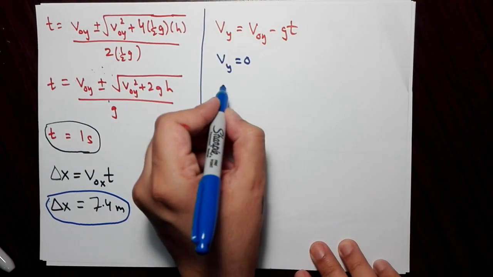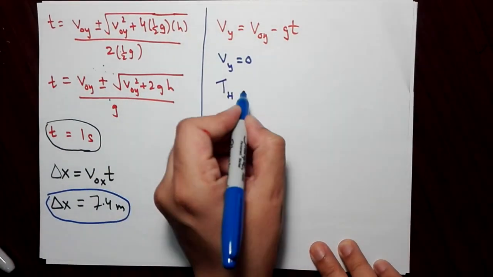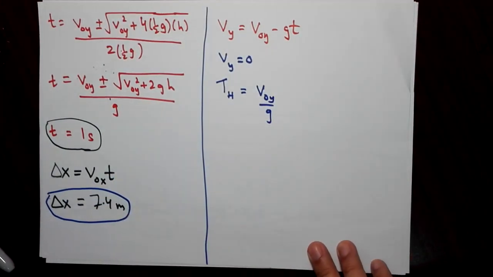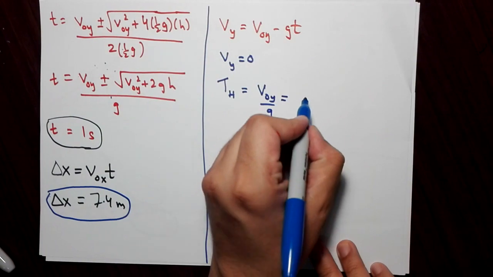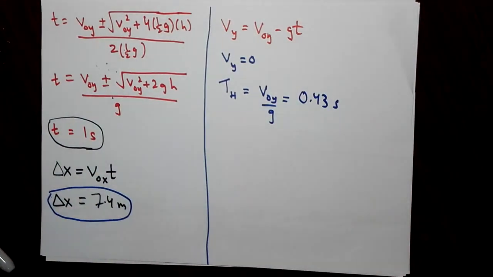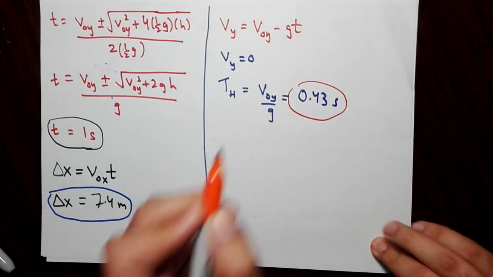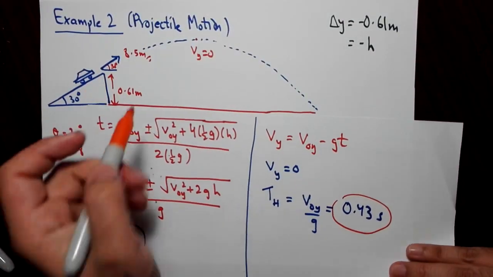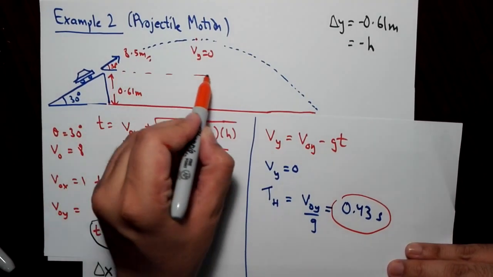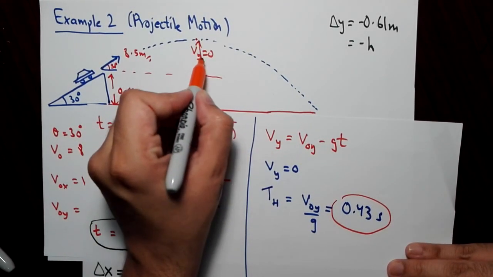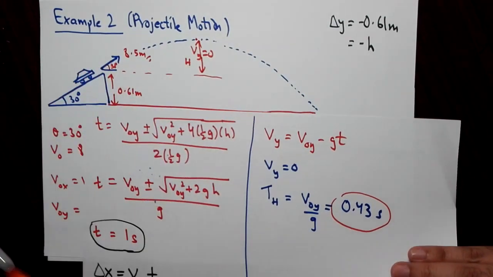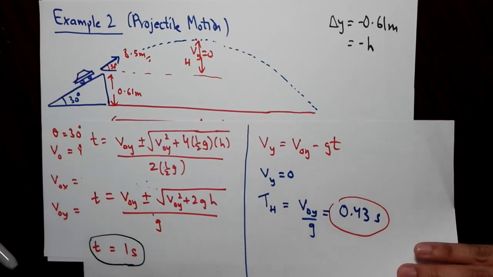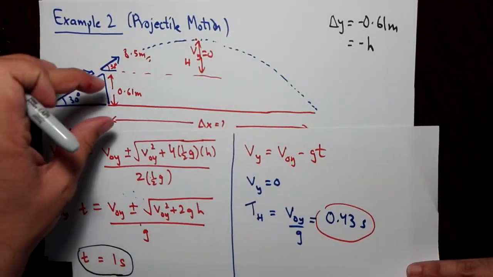you get the time to reach the maximum height. That's V naught Y over G. And that number, if you plug in the values, turns out to be 0.43 seconds. So that's the time to reach the maximum height, and this is going to be capital H. And if you want the whole distance relative to the ground, you will add 0.61 2.